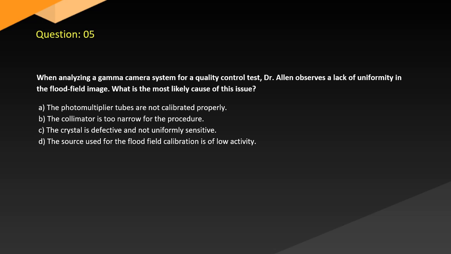Question 5. When analyzing a gamma camera system for a quality control test, Dr. Allen observes a lack of uniformity in the flood field image. What is the most likely cause of this issue? A. The photomultiplier tubes are not calibrated properly. B. The collimator is too narrow for the procedure. C. The crystal is defective and not uniformly sensitive. D. The source used for the flood field calibration is of low activity.